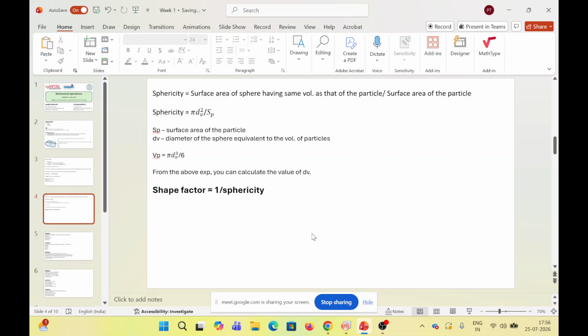Now, based on this, we will be solving a problem. So kindly remember the steps for how to calculate the sphericity of a particle.